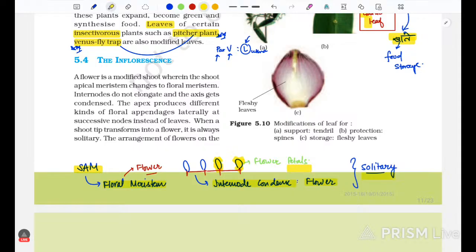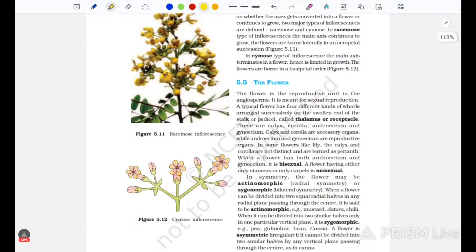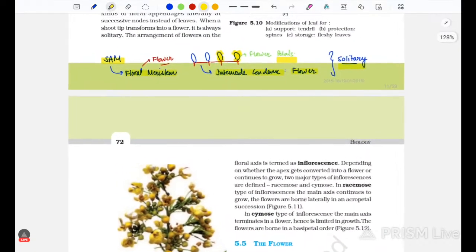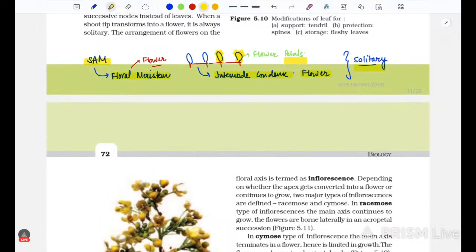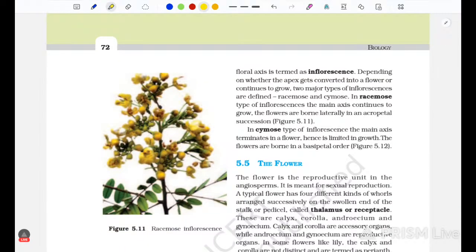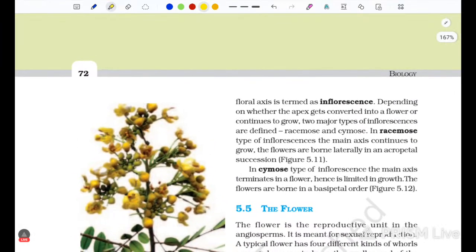Please draw, this is not given in NCERT I think. Okay, then you have got arrangement of flower is called as inflorescence. Arrangement of leaf is called as phyllotaxy. Phyllo means leaf. So coming on to arrangement of flower is called as inflorescence.